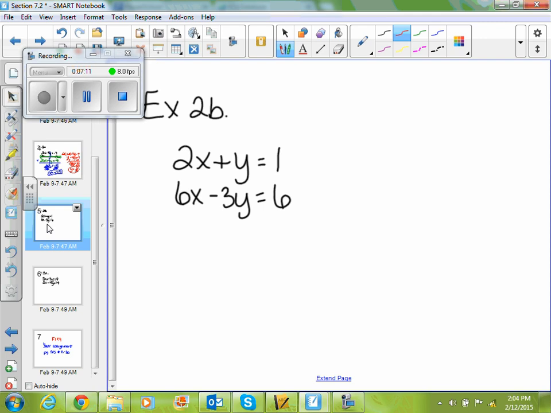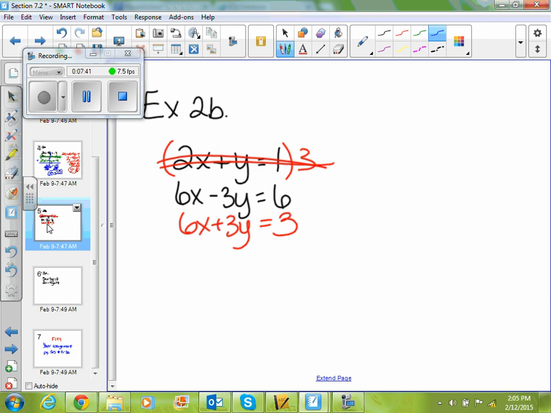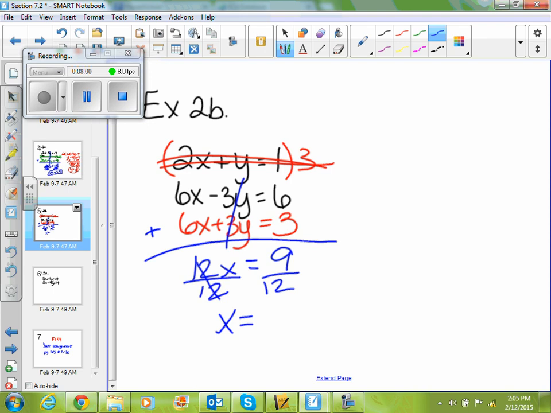Alright, so then we get 2x plus y equals 1, 6x minus 3y equals 6. Do you want to get rid of your x's or your y's? Y's, okay. So then I need to make this top equation be a 3y so that my y's are the same. 2 times 3 is 6, so 6x. 3 times y is 3y. 3 times 1 is 3. Are they the same sign or opposite sign? Opposite, so that tells us to add. 6x plus 6x is 12x. 6 plus 3 is 9. Divided by 12, x equals 3/4 or 0.75.